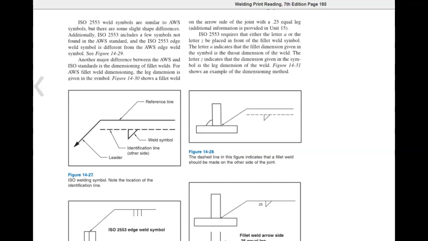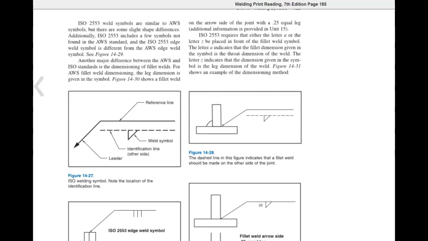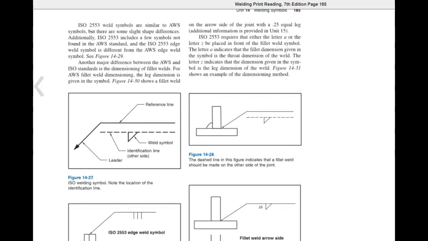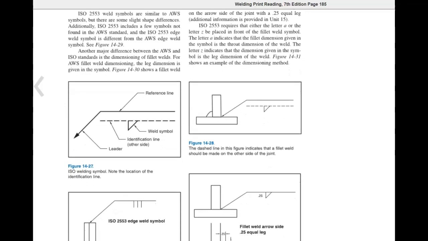Additional information is provided in Unit 15. ISO 2553 requires that either the letter A or the letter Z be placed in front of the fillet weld symbol. The letter A indicates the fillet dimension given in the symbol is the throat dimension of the weld. The letter Z indicates the dimension given in the symbol is the leg dimension of the weld. Figure 14-31 shows the example of the dimensioning method.